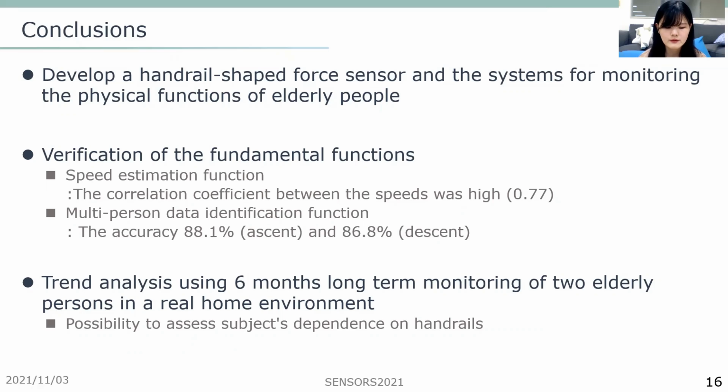We also performed a trend analysis using 6-month long-term monitoring of 2 elderly people in a real home environment. This experiment showed that it is possible to evaluate the subject's dependency on the handrail. These results suggest the usefulness of the handrail sensor and its system.